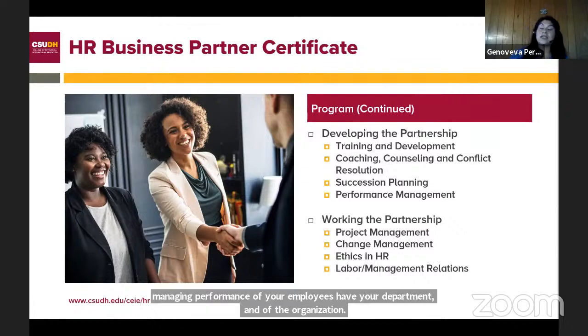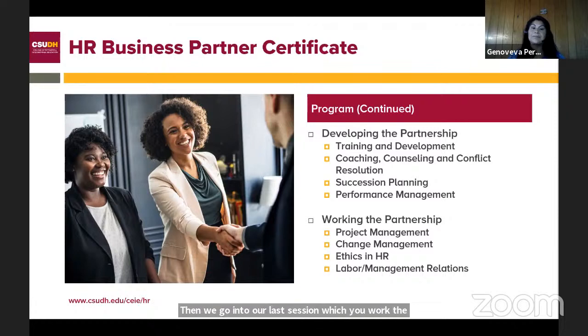Then we go into our last sessions, which we work the partnership. Now we're managing our projects. We're moving forward. We have the trust. We have the programs in place. So we want to make sure we execute on time.